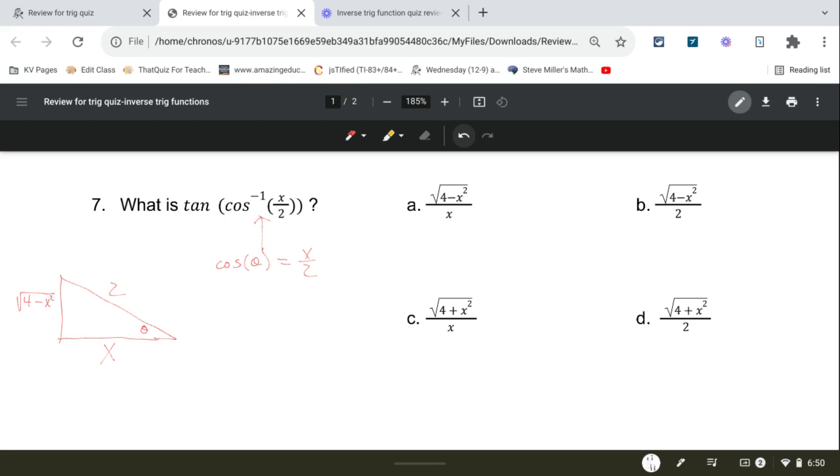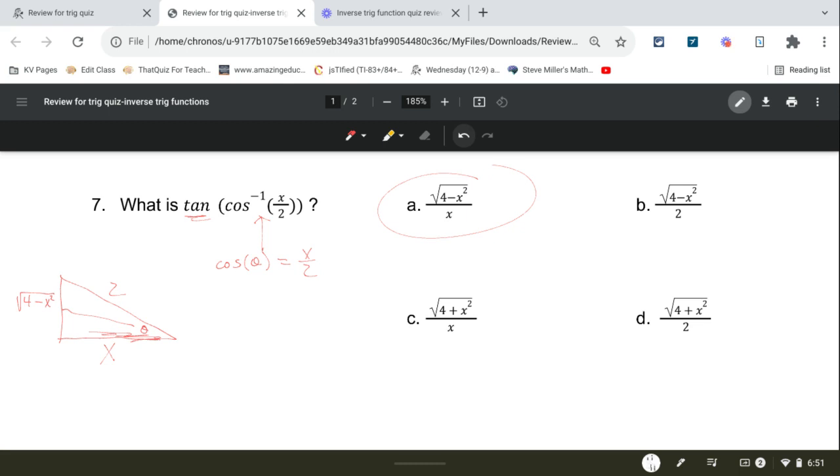Now that we have our triangle set up, it's pretty easy to tell what tangent of this same angle is. Tangent would be opposite over the adjacent, so it's going to be option A. Now I'll show you the trick. You have to be kind of choosy with what numbers you pick for x. x is going to have to be between -2 and 2.